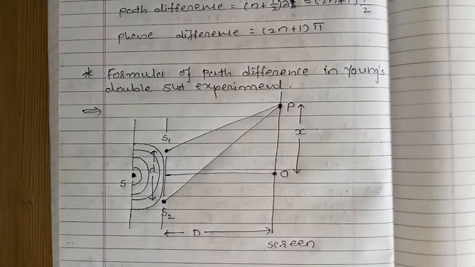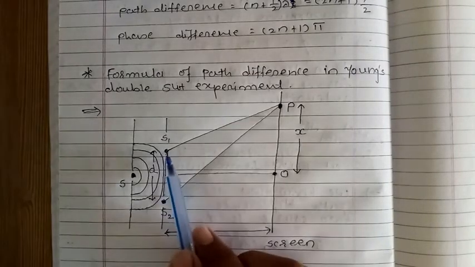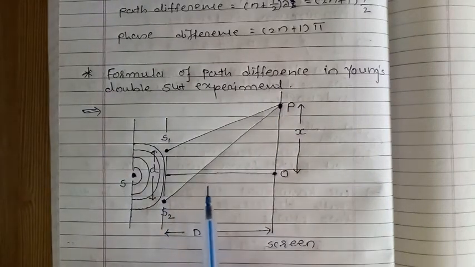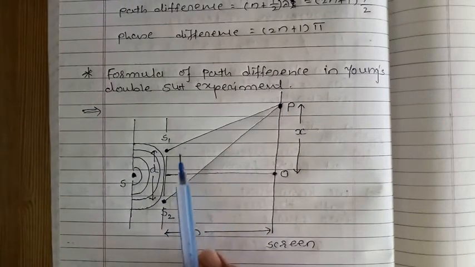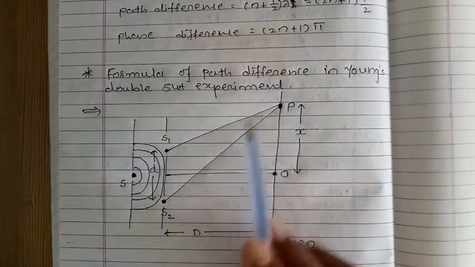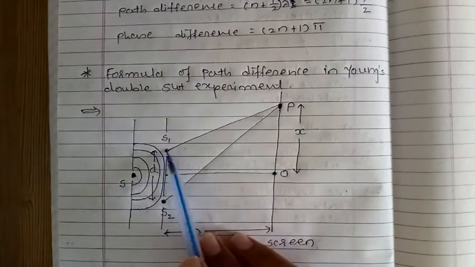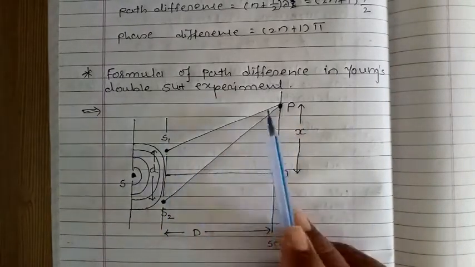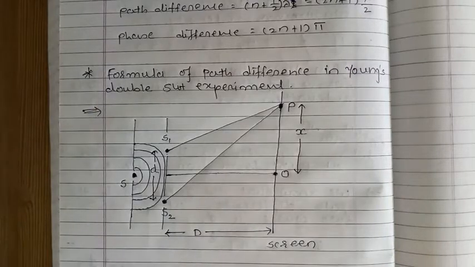Now we have to find the formula of path difference. So here S1P and S2P, right? The distance from S1 to P is S1P and from S2 to P is S2P. So we can say that the path difference is S2P minus S1P, right? So we have to find the formula of S2P minus S1P, right?